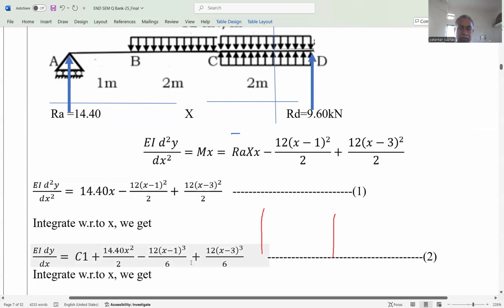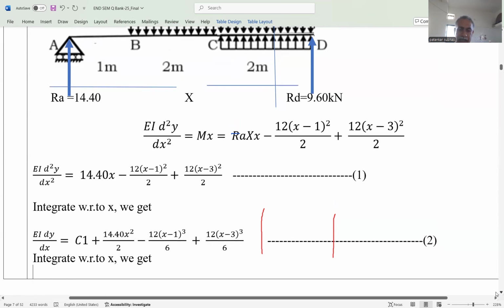So EI into dy by dx is equal to C1, where C1 is the constant of integration, plus 14.40 x, which after integration is converted into x square by 2, minus 12 (x minus 1) square converted into cube divided by 3 into 2, 6, plus 12 (x minus 3) to the power 3 divided by 6. This is equation number 2.